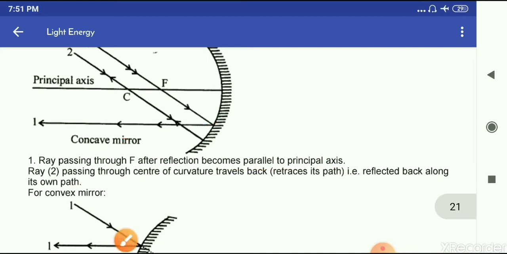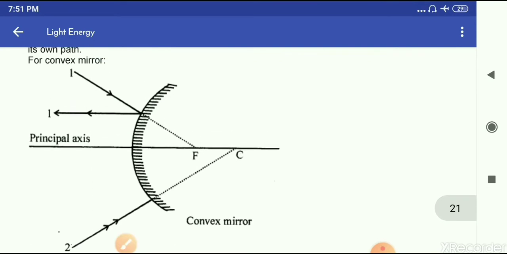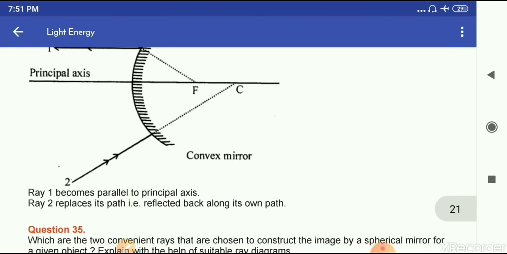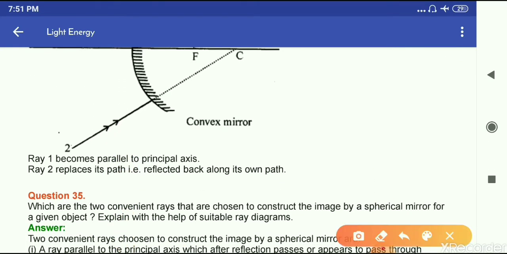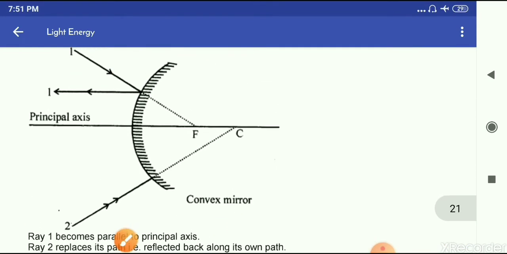Now for convex mirror, this is a diagram and you have to draw this diagram, and you have to write ray 1 becomes parallel to principal axis, ray 2 retraces its path, that is reflected back along its own path, same way as in case of concave mirror.